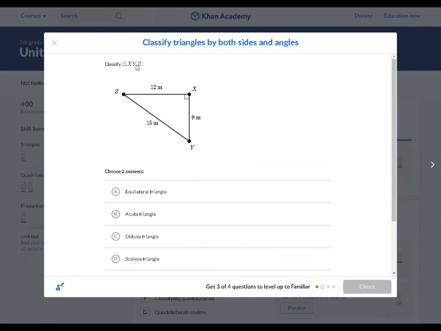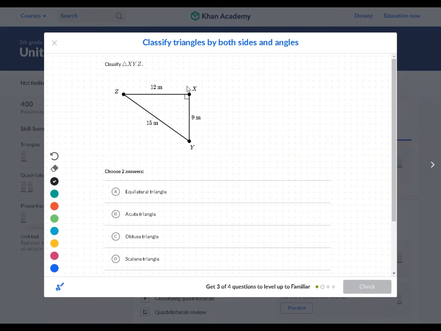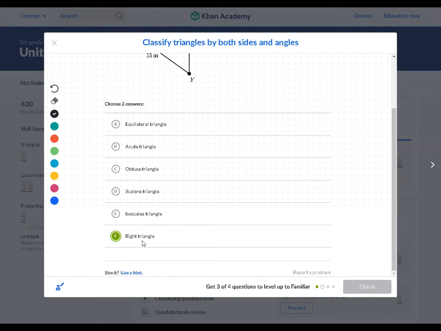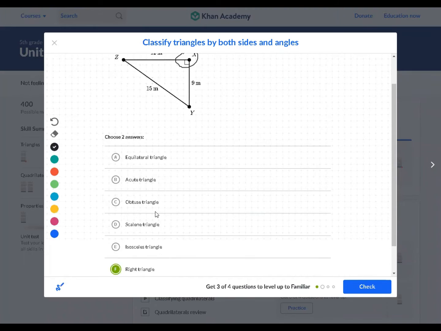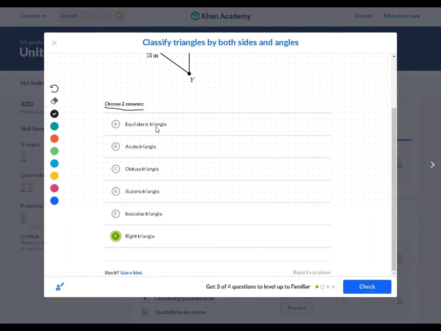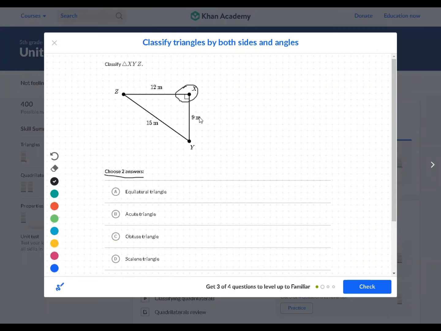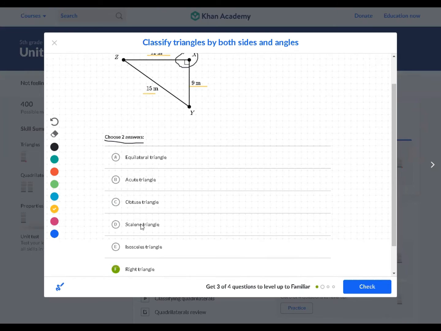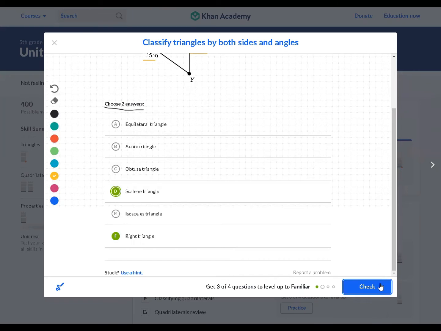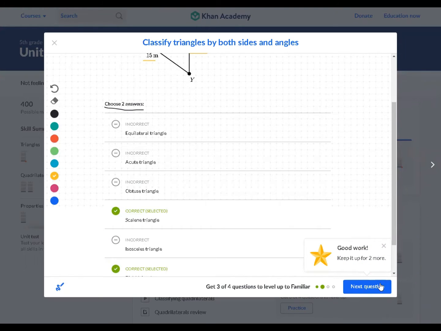Classify angle XYZ. So this probably looks like a right angle, so I'll go with right triangle, and we have to choose two answers. So right triangle and scalene triangle, because you can see all sides are different lengths, so scalene triangle. Pretty much that's the right answer. Yeah, so it was correct.